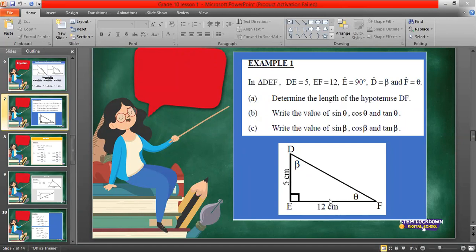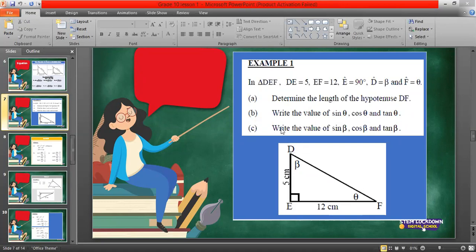That is Pythagoras theorem: to find the hypotenuse, we take the sum of the squares of the other two sides. 5 squared is 25, 12 squared is 144. So 25 plus 144 gives us 169. To find DF, we find the square root of 169, and that should give us 13. So our DF will be 13.